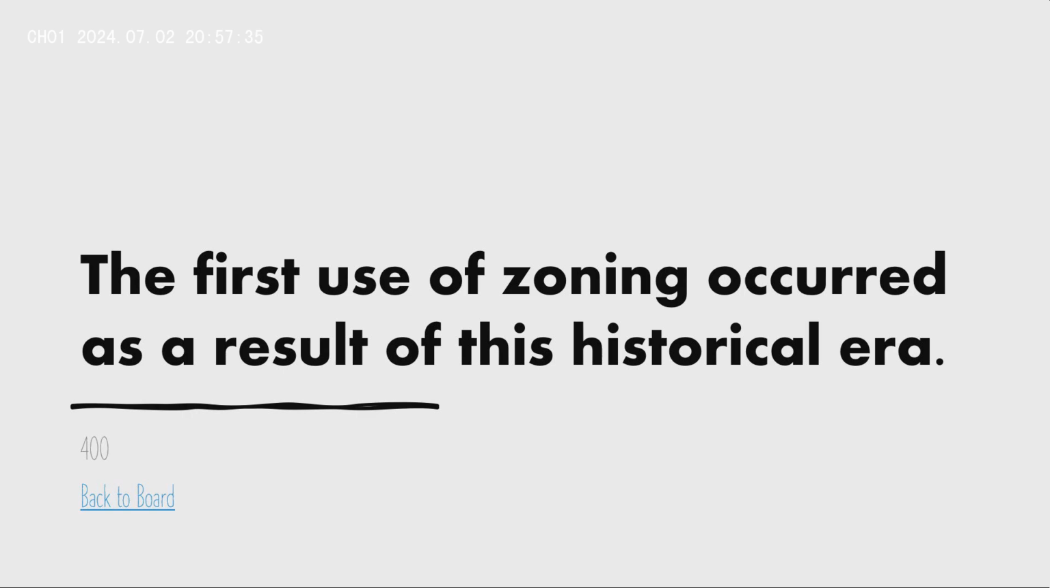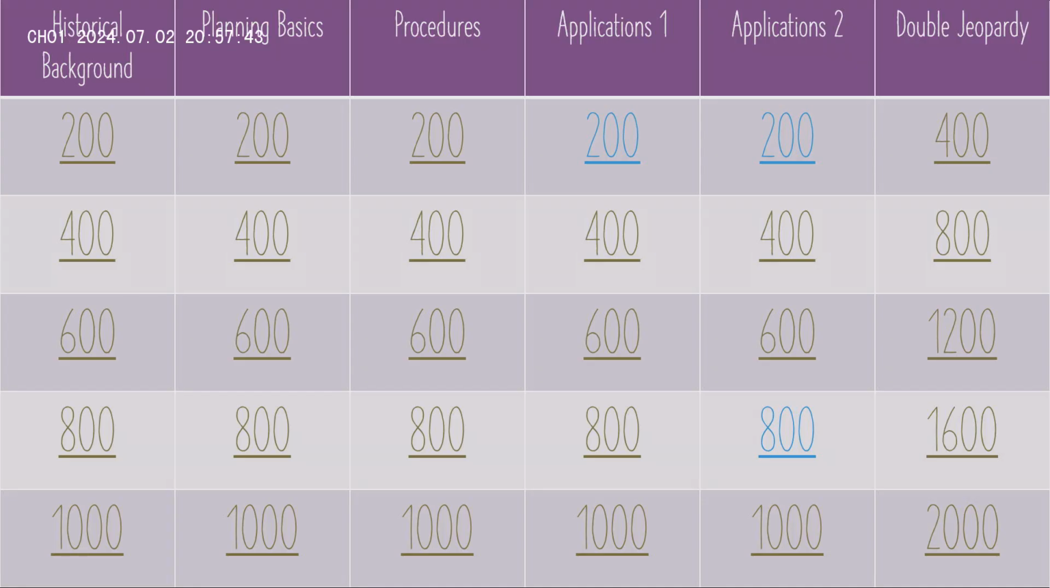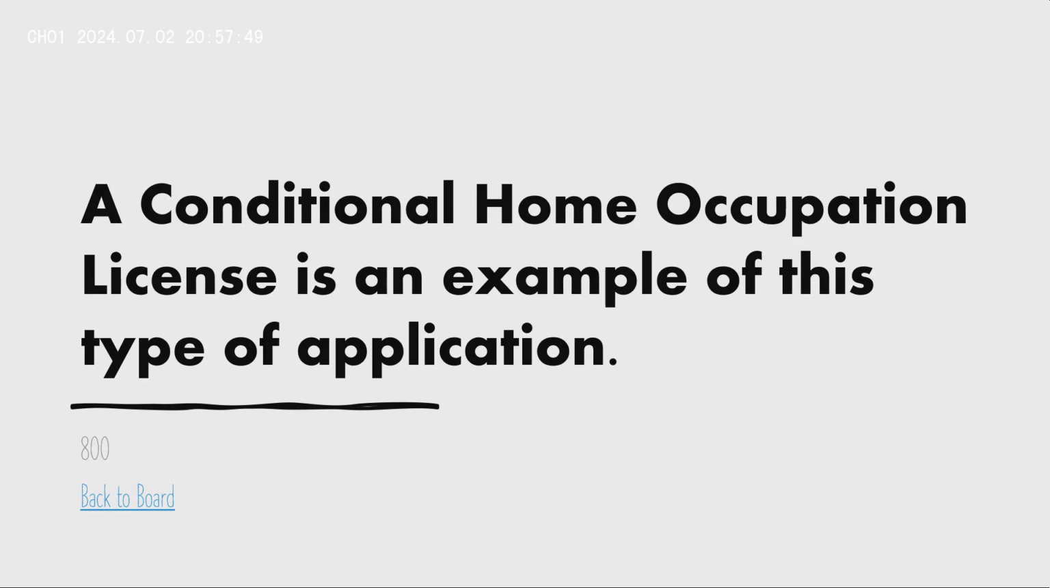Yep, under that one. The first use of zoning occurred as a result of this historical event. Industrial Revolution. Yes. All right, applications for 800. A conditional home occupation license is an example of this type of application. Interim use. Yes.